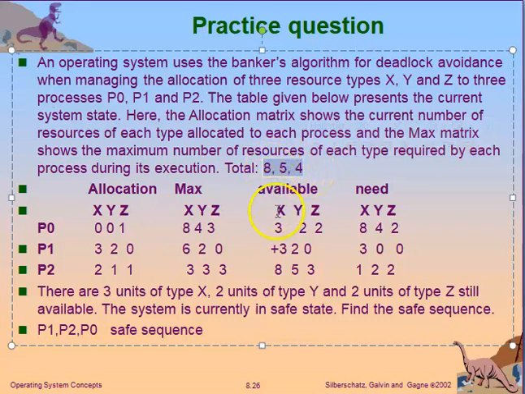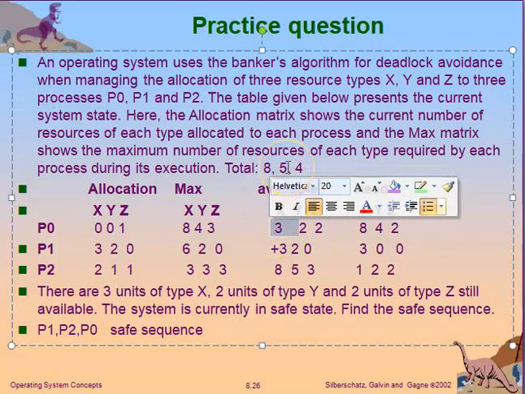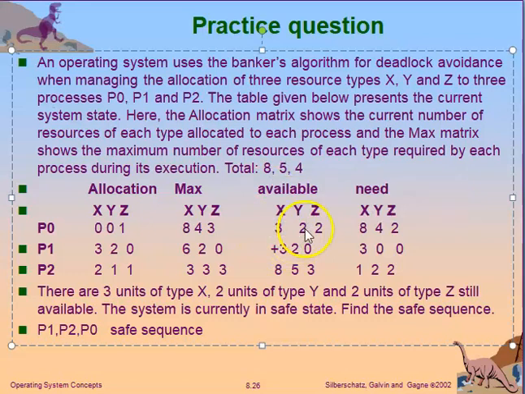So 8 minus 5 is 3, which we can see here. Then 5 minus 3, that is already allocated 3. So that will give us a value of 2. And 4 minus 2 will give us a value of 2. So this is the available resources.